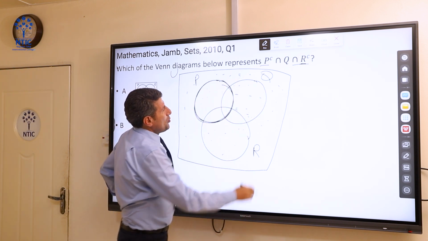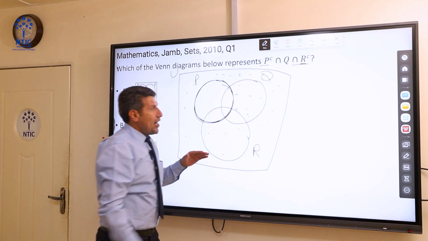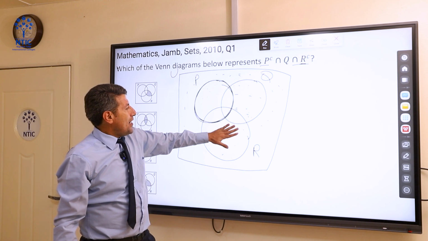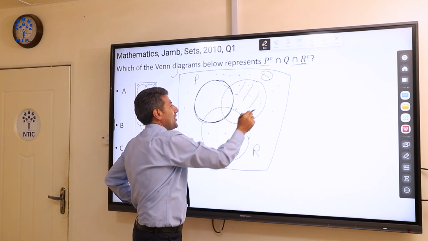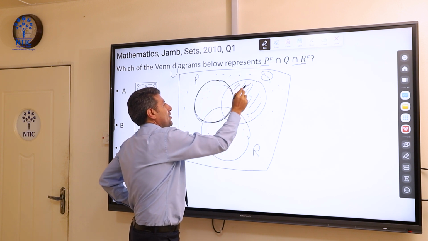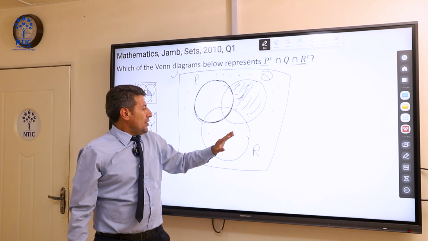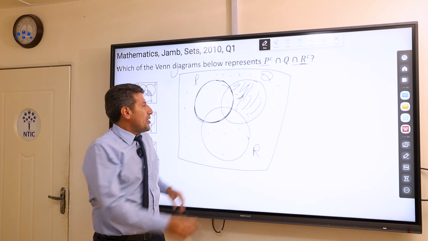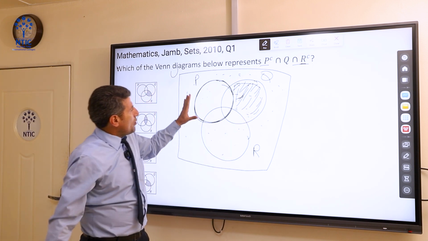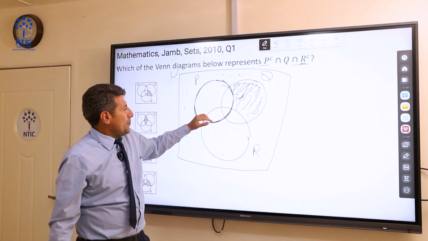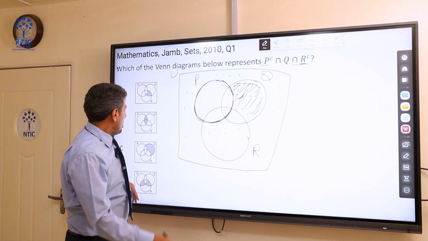Then we are going to find the intersection of the area outside P, outside R, and inside Q. So that is this area. Okay? So P complement intersection Q intersection R complement is this area, which is intersecting with Q. So we are looking for the area which is outside P, outside R, and inside Q. So that is option C.